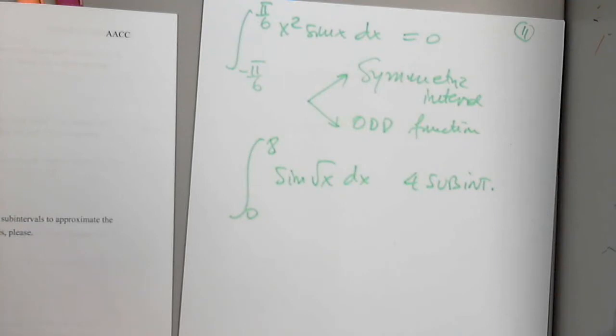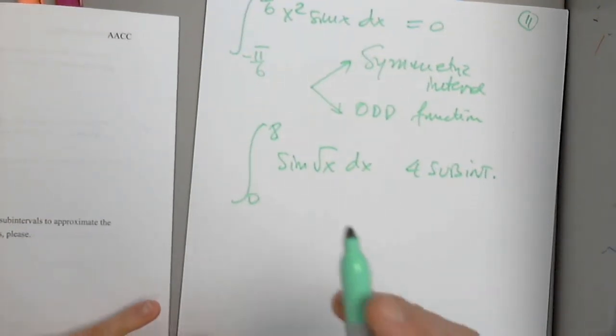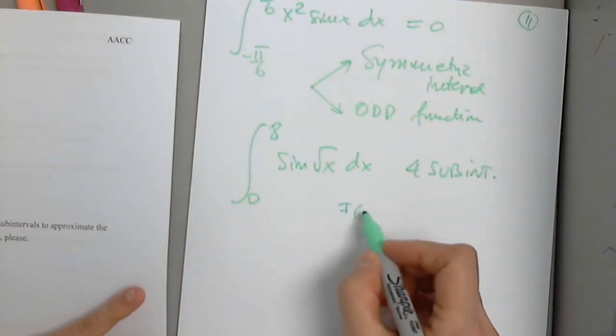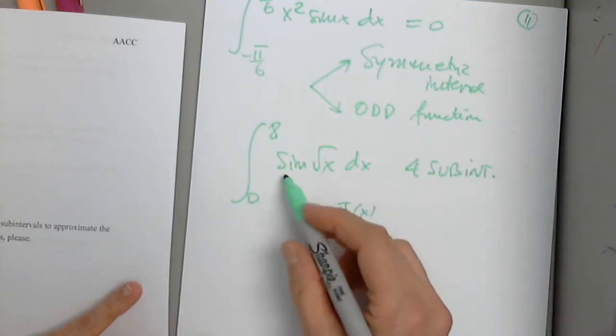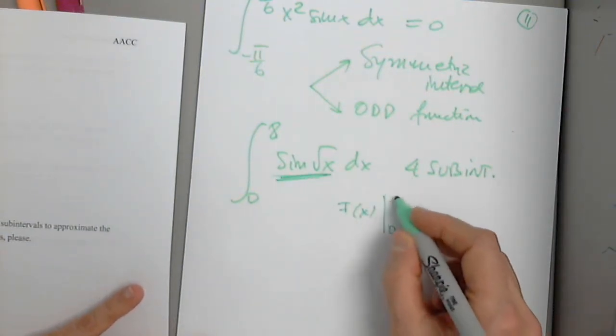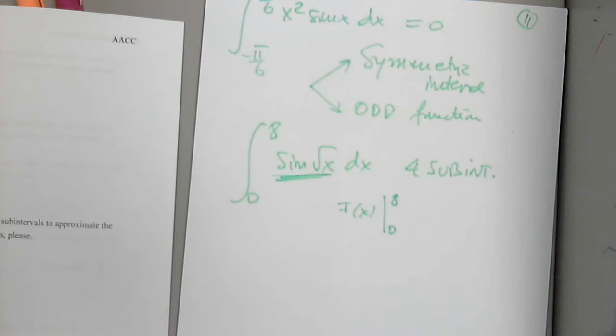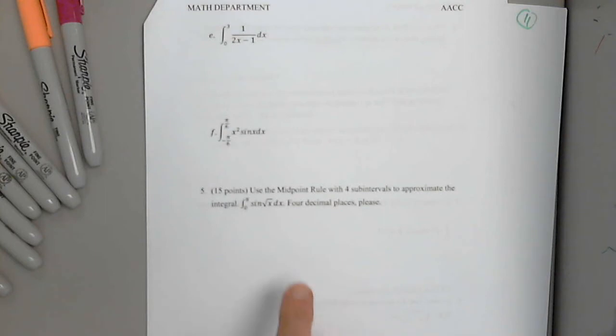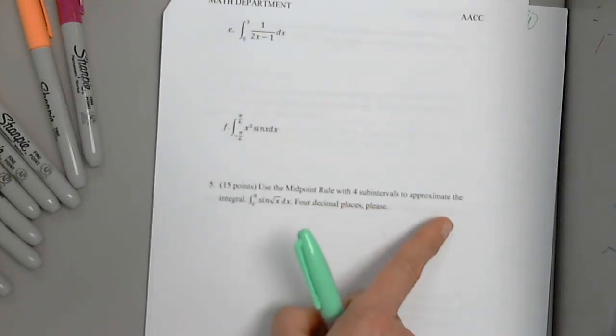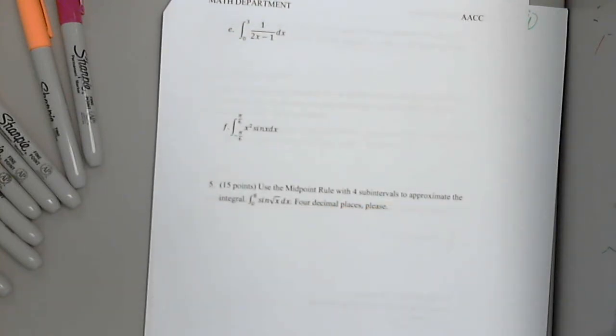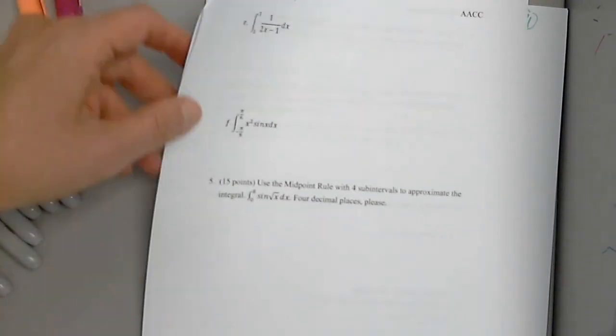Okay, ready for this one? Here we cannot determine f of x, the antiderivative of this function. So we cannot plug in 8 and subtract when we plug in 0. Nope. This doesn't work. But we can still come up with some number that represents this integral, some approximation, and we're told to use the midpoint rule with 4 subintervals to approximate this integral. 4 decimal places, please. Well, maybe it's not even needed. Let's see what we come up with.